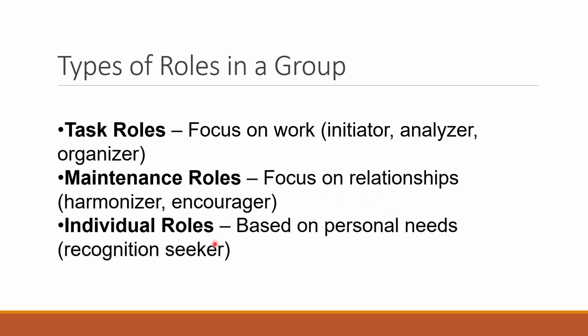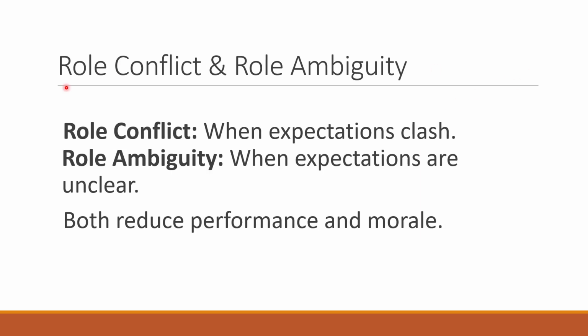The third type is the individual roles. These roles are majorly based on personal needs and they may not always help the group goals. They happen because of recognition seekers. So there could be attention seekers, there could be blockers who resist the ideas, and there could be dominators who try to control others. These roles, whether task roles, maintenance roles, or individual roles, must be monitored by the leader so that conflict can be avoided. Now let's understand what is role conflict and what is role ambiguity.